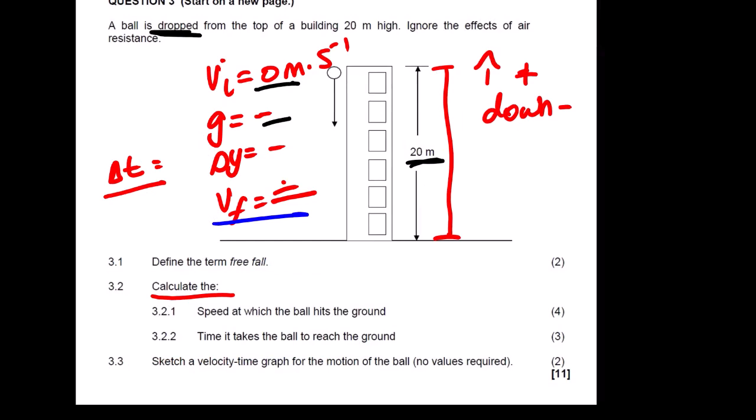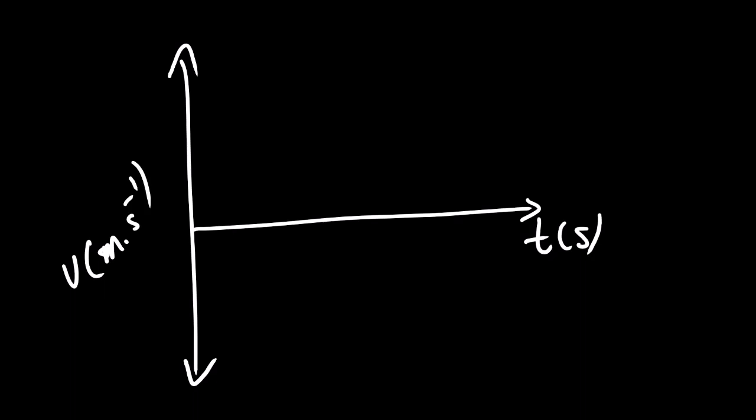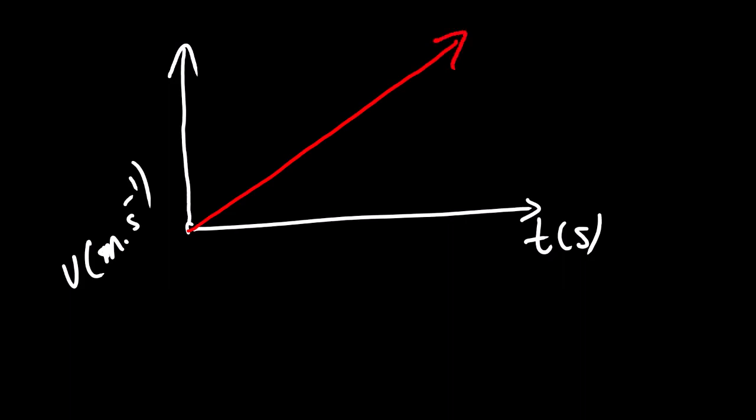Our next question says sketch a velocity time graph for the motion of the ball. No values required. There is a lesson video whereby we explain all the graphs: velocity time graph, position time graph, and also acceleration time graph. Just make sure you watch that lesson video. So we have time, we have velocity in meters per second. In this case we don't have any change in direction, so we can just consider this first quadrant. So our graph, it's from 0, it goes this direction. It's actually simple.